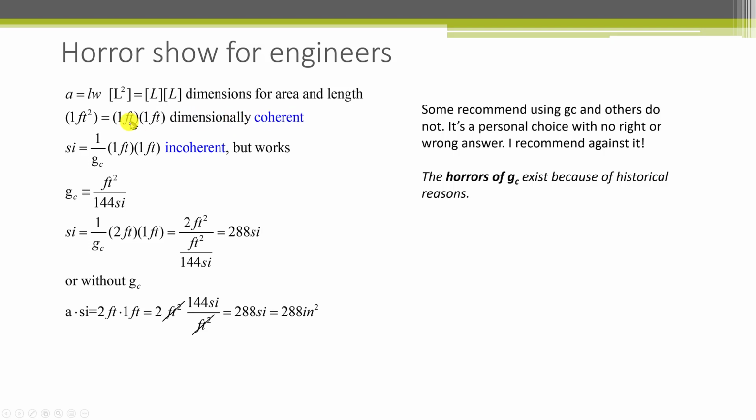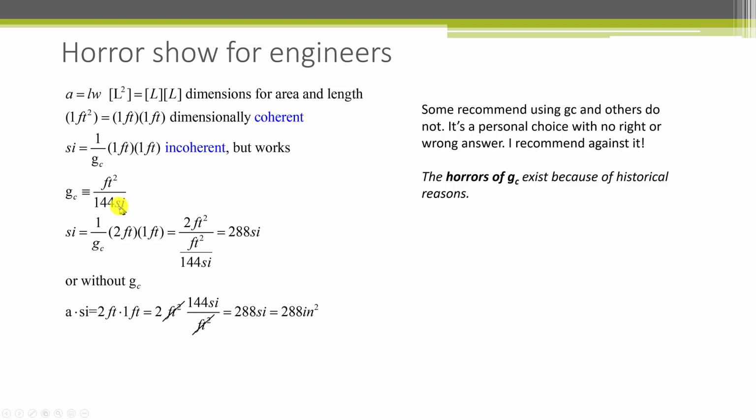So a coherent system doesn't introduce factors, unlike the next equation where we have SI is equal to 1 over G sub C times the first length 1 foot times the second length 1 foot, which is 1 square foot divided by G sub C. This is an incoherent system, but it works, and in fact, the USCS system is incoherent. The conversion factor G sub C, which I just made up, is defined as feet squared per 144 SI.